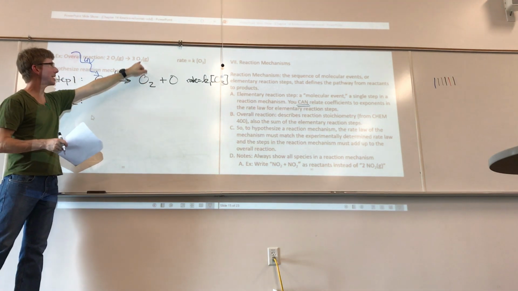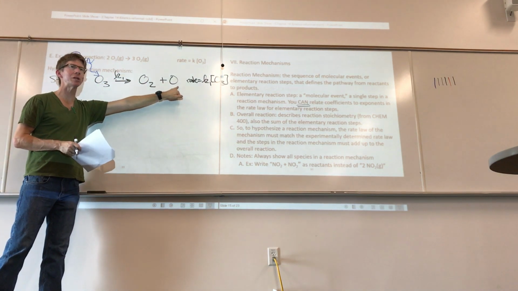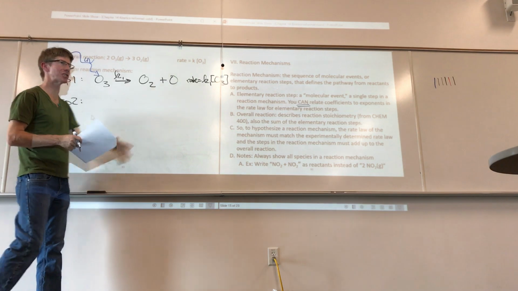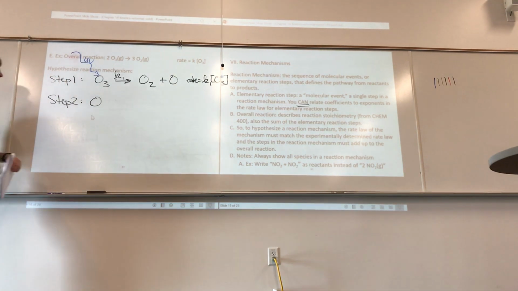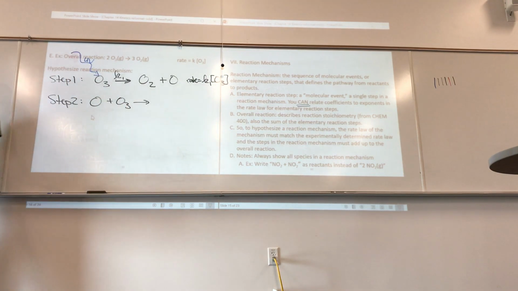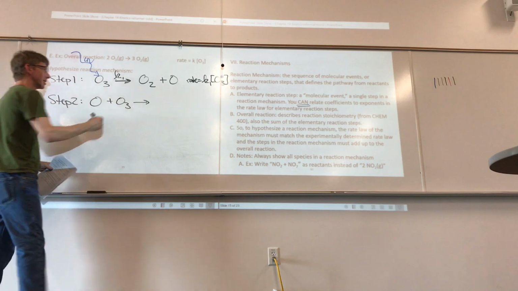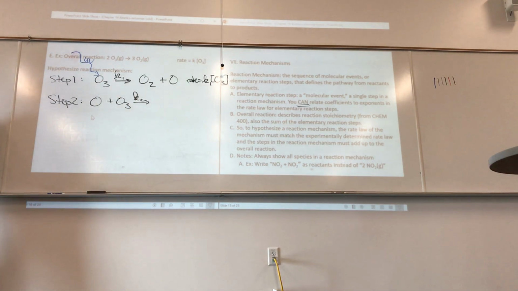So I see that I've made an O2, thumbs up. I see that I've made an O in my hypothesis that does not show up. So the next thing I do is I write it in step 2. I'm going to put it with an O3. That's the rate constant for step 2.